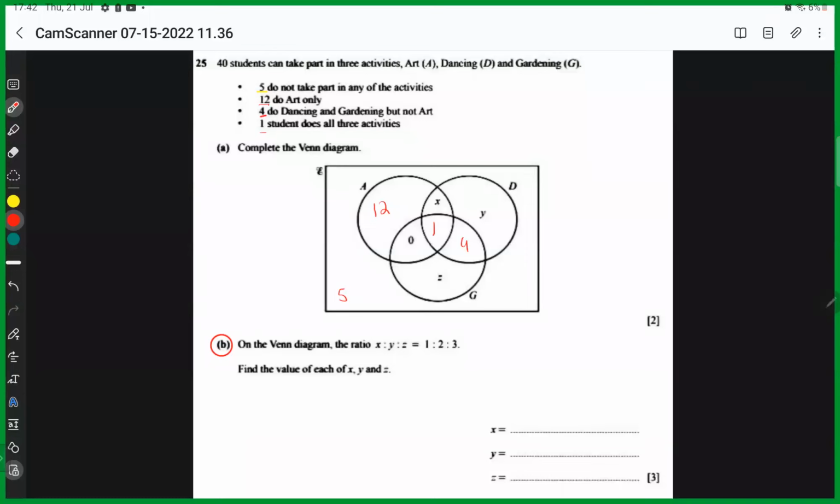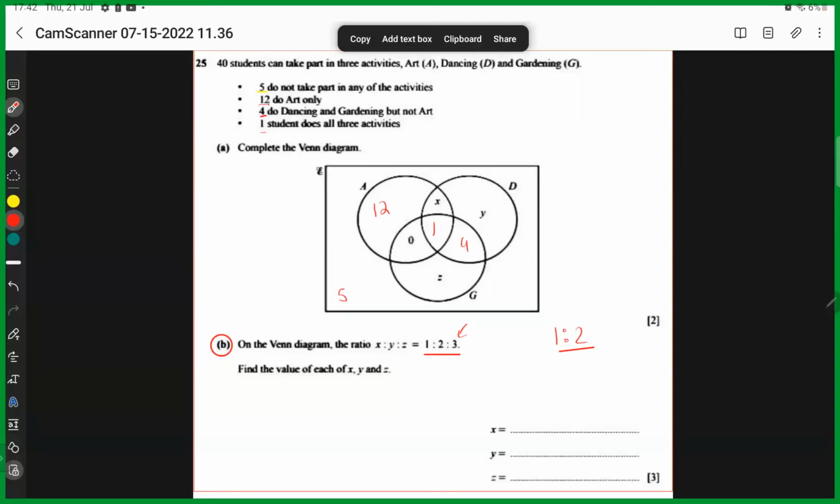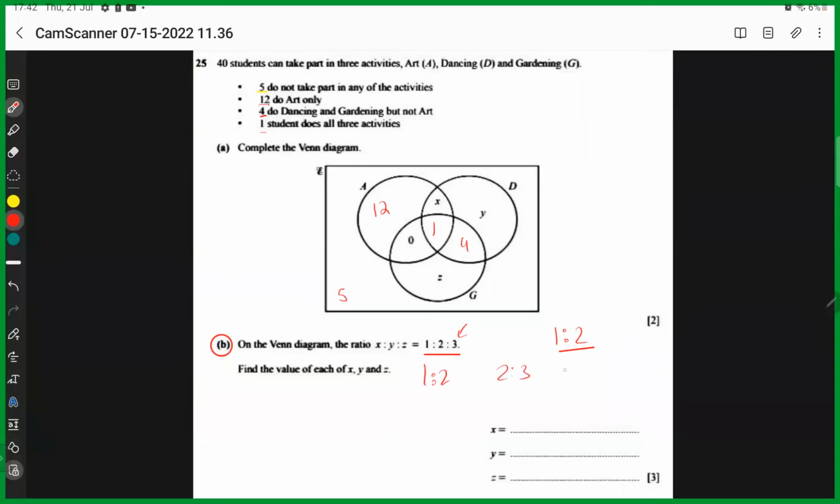On the Venn diagram, the ratio of x, y, z is 1:2:3. Find the value of each of x, y, and z. Now I'll tell you, the difference between this and what we have been discussing is that we have been talking about such ratios with 2 values. We know how to solve 2, we don't know how to solve 3, but the idea is the same. You can just pick up any two values out of these three. I can do 1:2, I can do 2:3, I can do 1:3, and this would give me the correct answer.